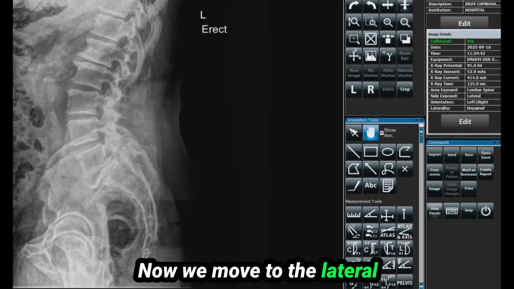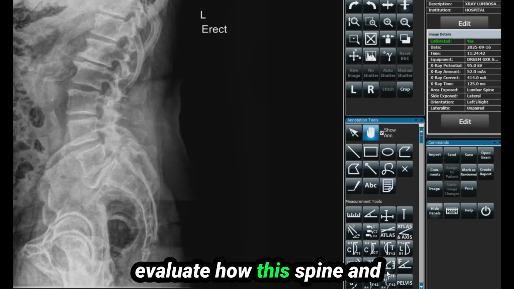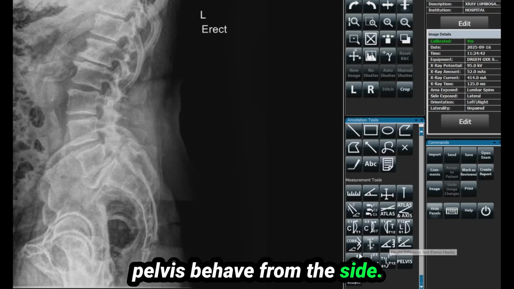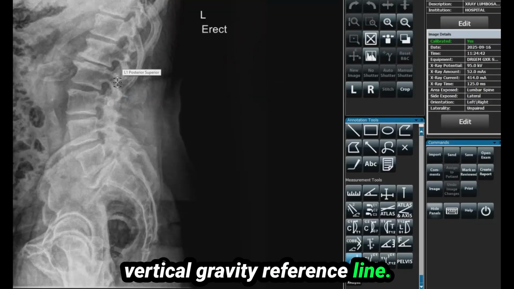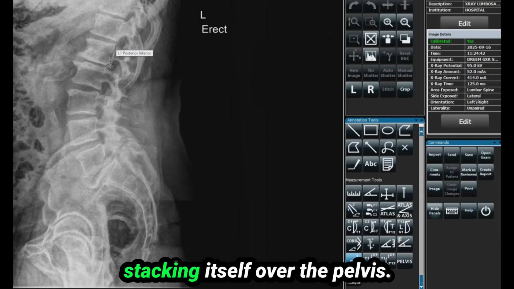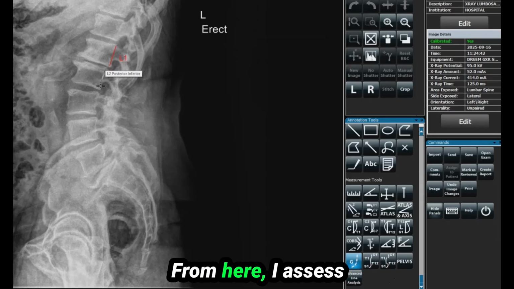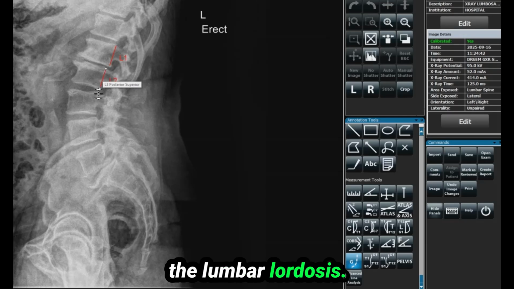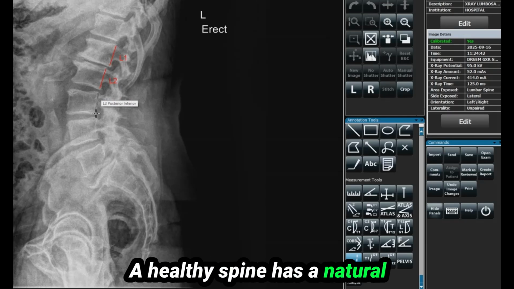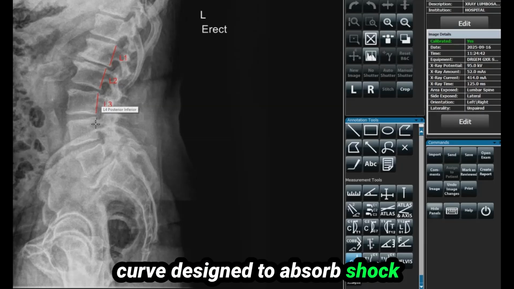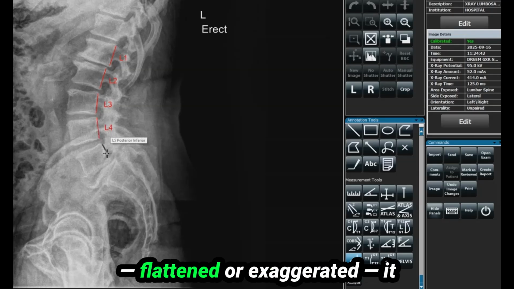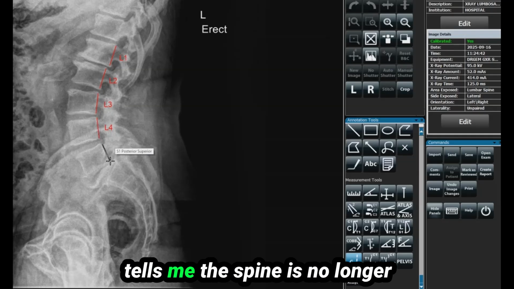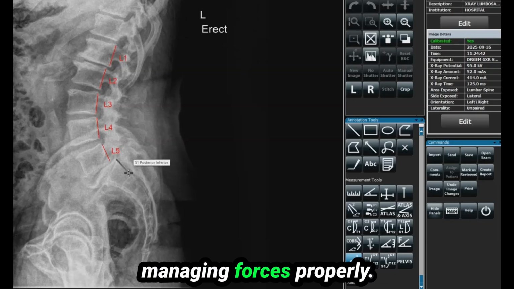Now we move to the lateral view, which allows me to evaluate how this spine and pelvis behave from the side. The first thing I establish is a vertical gravity reference line. This shows me how the body is stacking itself over the pelvis. From here, I assess the lumbar lordosis. A healthy spine has a natural curve designed to absorb shock and distribute load efficiently. When that curve is altered, flattened, or exaggerated, it tells me the spine is no longer managing forces properly.